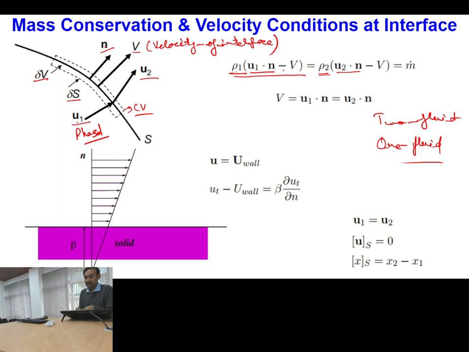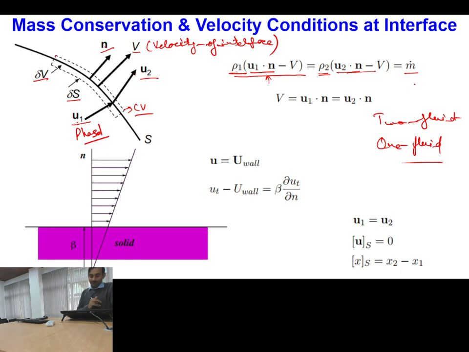And why are these inflow and outflow masses the same? Inflow and outflow masses are the same because my control volume thickness is infinitely small. Because of the very small thickness, I can say that at the interface the inlet mass flux will be equal to the outlet mass flux, which is equal to m dot.